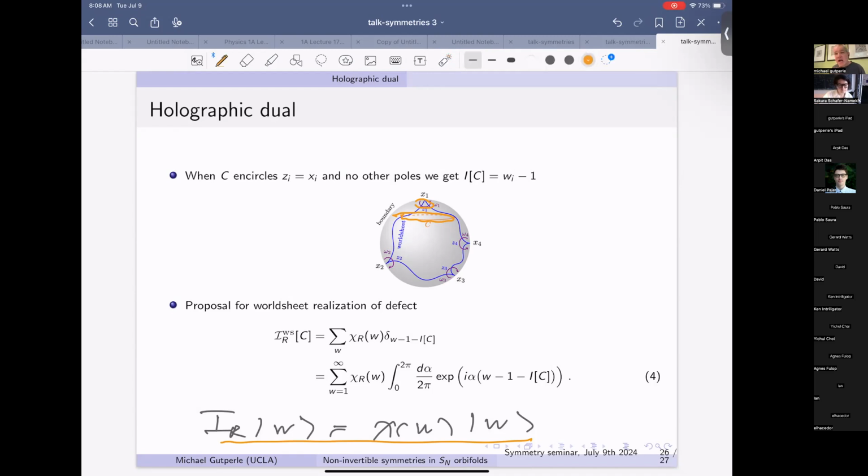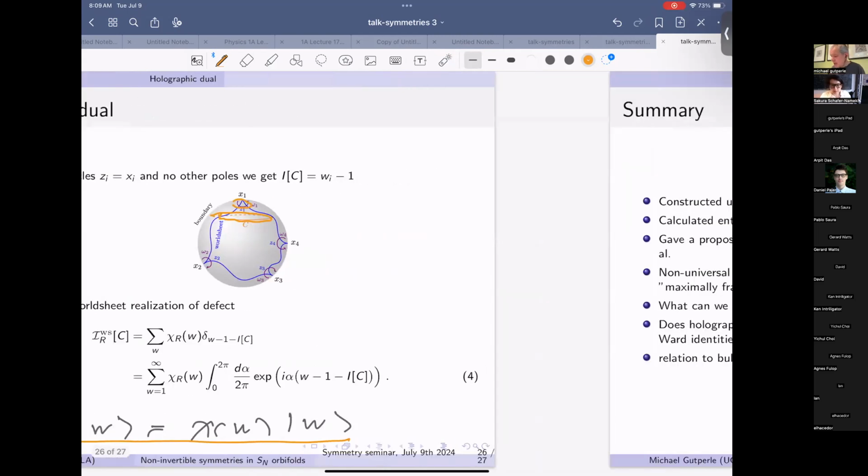Ultimately, one thing which is complicated, but which is probably worth doing if we want to reproduce something like a worldsheet representation of, say, a lasso defect, is to understand the role of these secret poles better. Okay. We should probably close now.